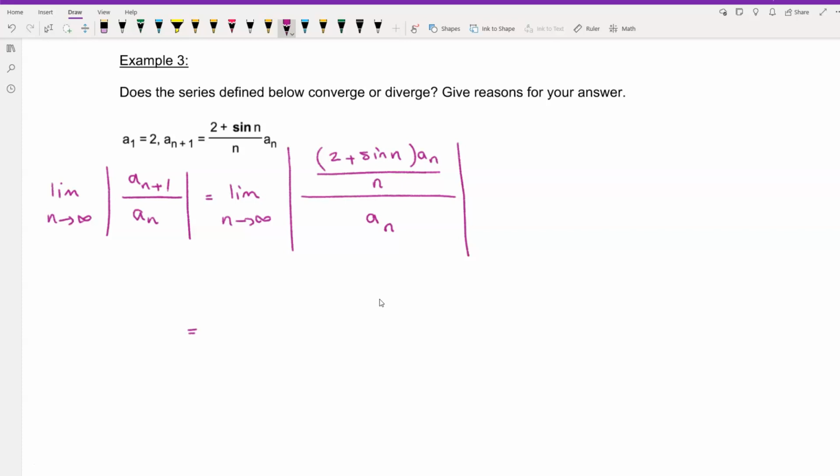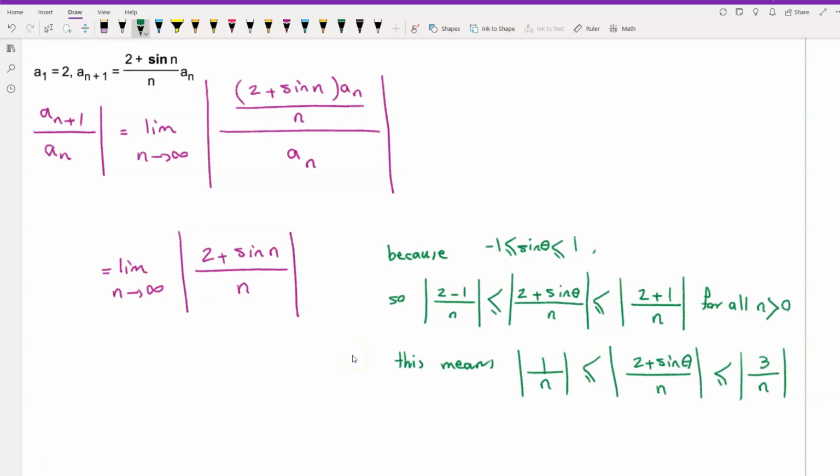So this is equal to limit. Here we can cancel this part, so a sub n divided by a sub n. So here we have 2 plus sine n divided by n. So sine theta is between negative 1, positive 1 inclusive. Based on that, what we have here on this part is 2 plus sine over n. So here we have sine, and we added 2. So we're going to add 2 on this part, and here on this part, on the right side.